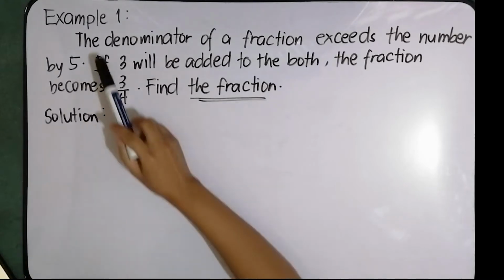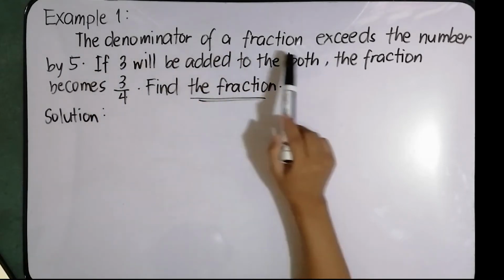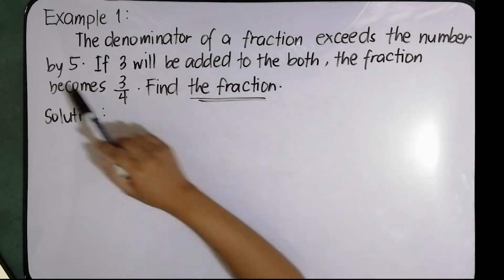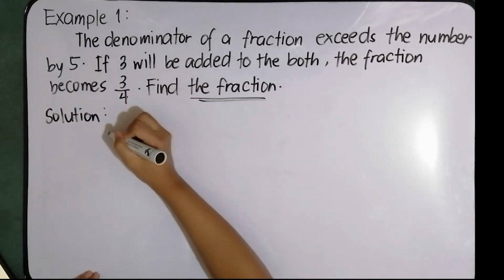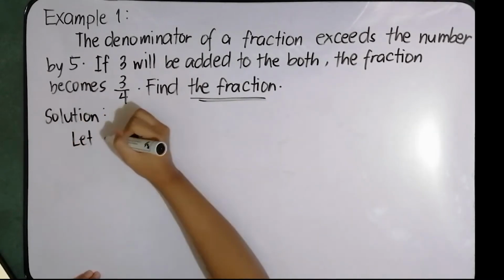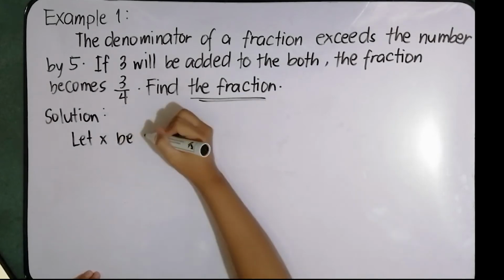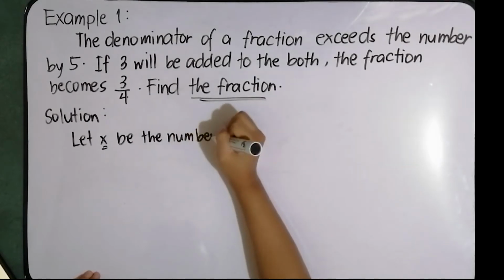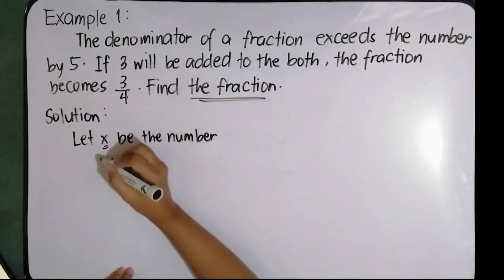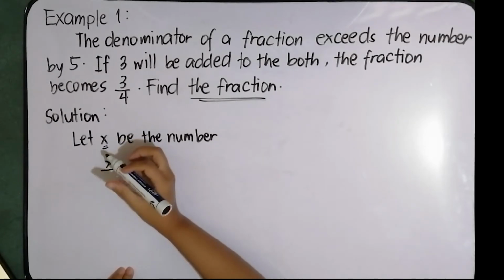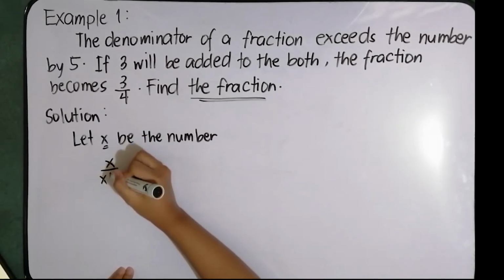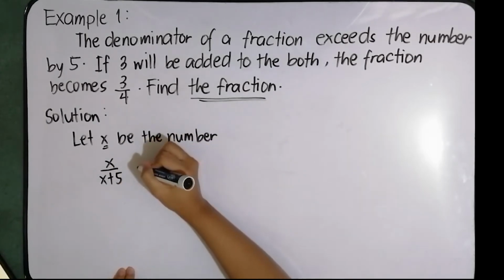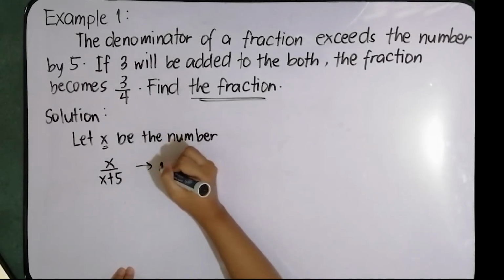The first statement says that the denominator of a fraction exceeds the number, or the numerator, by 5. So let's say that the number is x. So we have x as our numerator, then our denominator exceeds that by 5. So we have x plus 5 for the denominator. This will be our first equation.